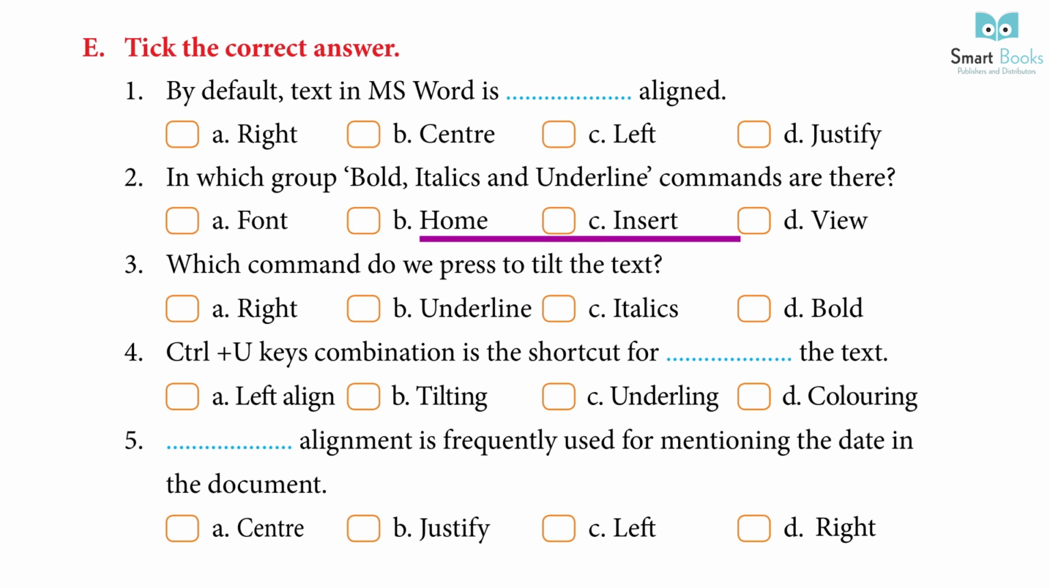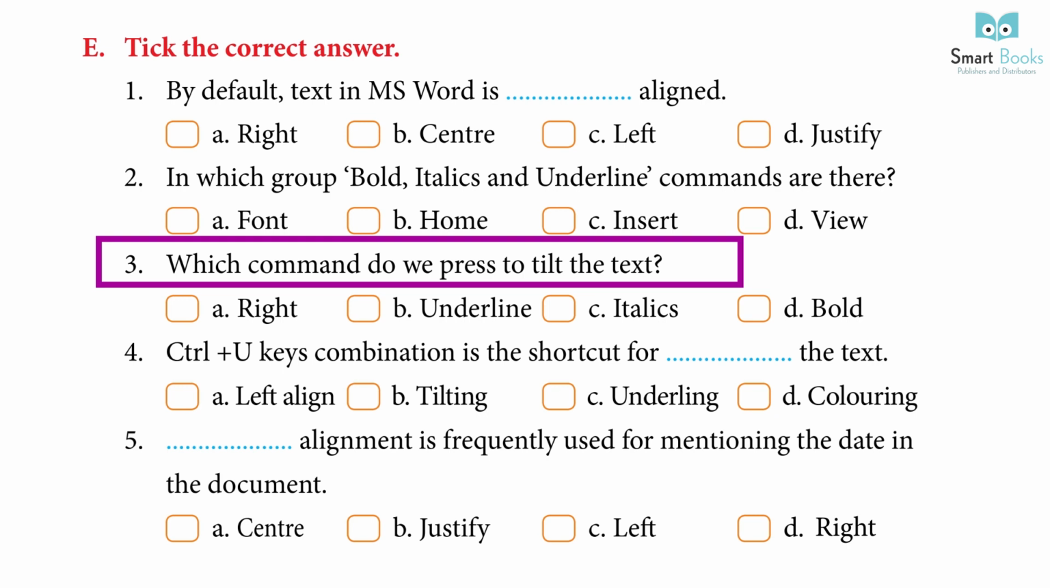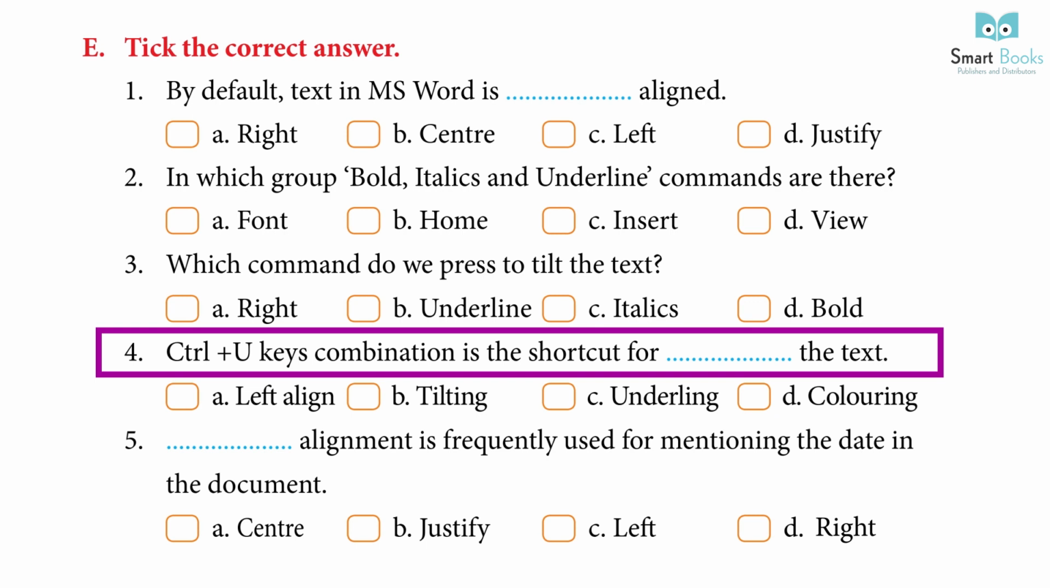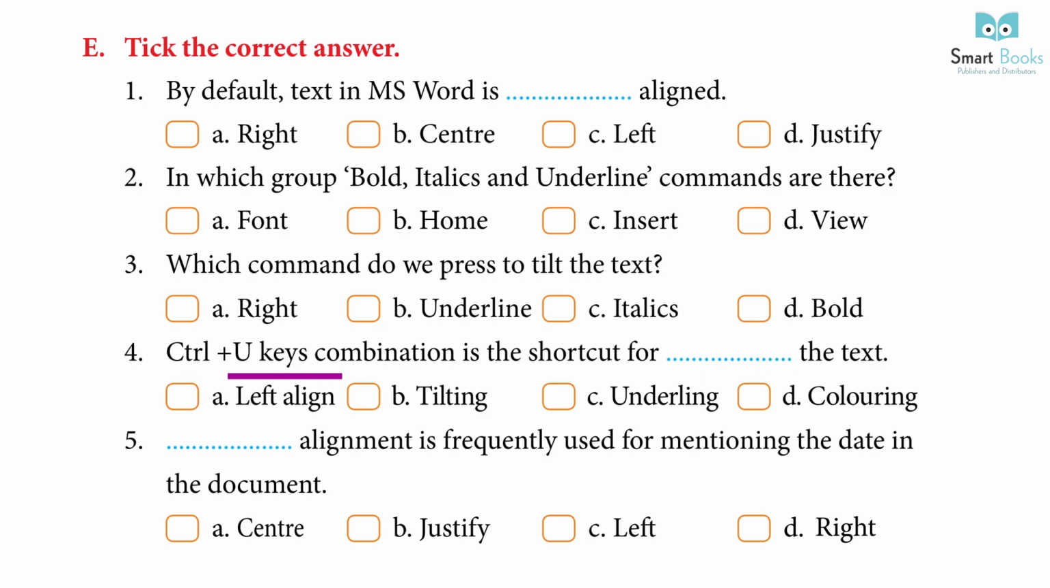Font. 3. Which command is to be pressed to tilt the text? A. Right. B. Underline. C. Italics. D. Bold. Answer: C. Italics. 4. The Ctrl plus U key combination is the shortcut for dash the text. A. Left align. B. Tilting. C. Underlining. D. Coloring. Answer: C.